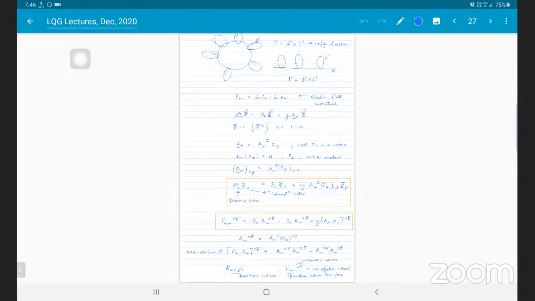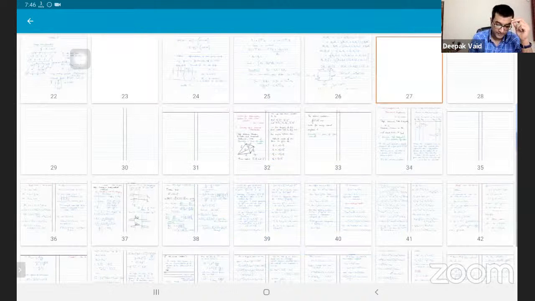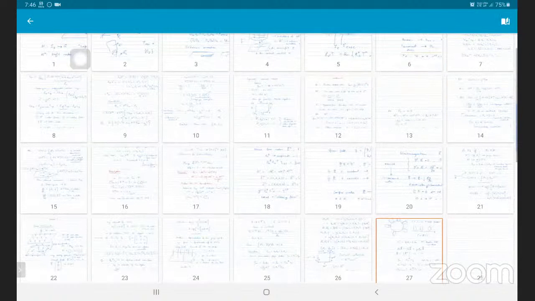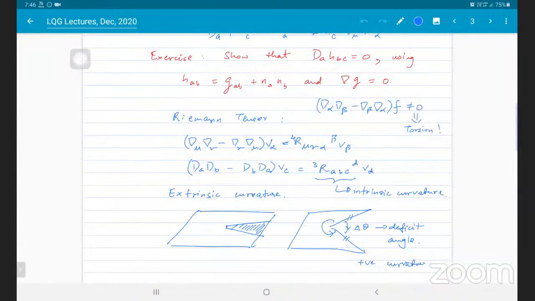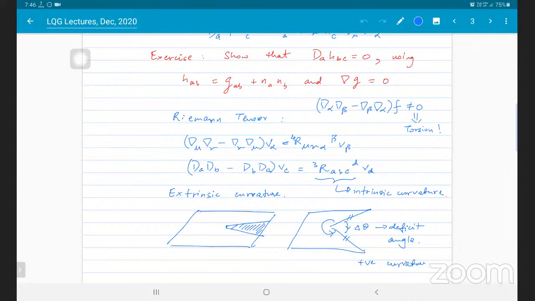Deepak, can you tell me again from your first lecture, you drew some separate angles and deficit angles and all that? Yes, deficit angles and so on. Sure. This, right? This is what you're talking about, right?